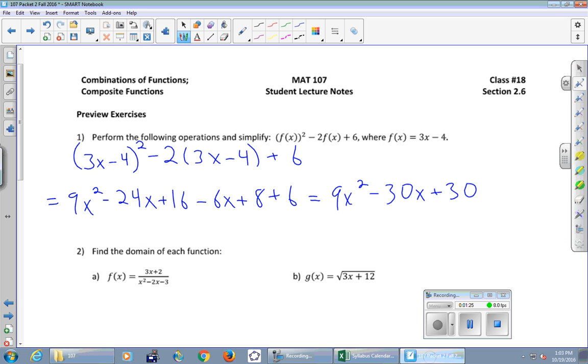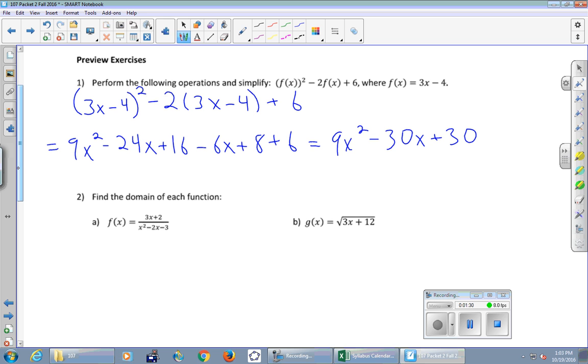Okay, starting at the top of page 24, let's go through the preview exercises together. In this case, we're asked to simplify the expression at the top. The first thing to do is to change both f of x's into this 3x minus 4. This is just a substitution, and then we do some algebra to clean things up. One really easy thing to do when you square this is to say, oh, it's 9x squared plus 16, and then just leave it like that.